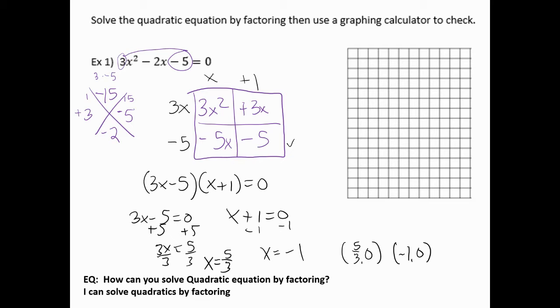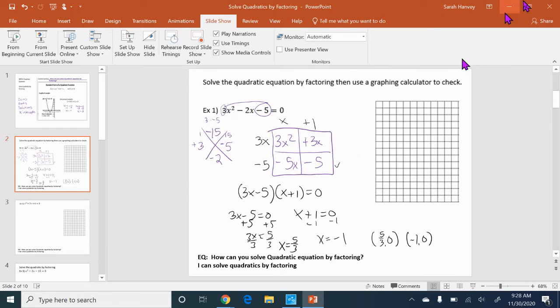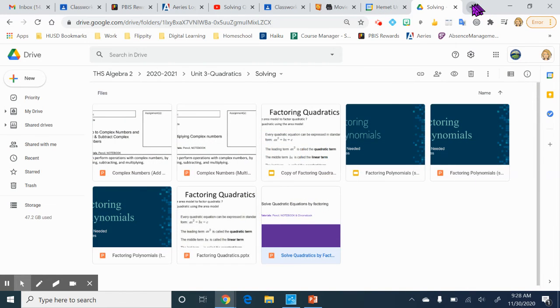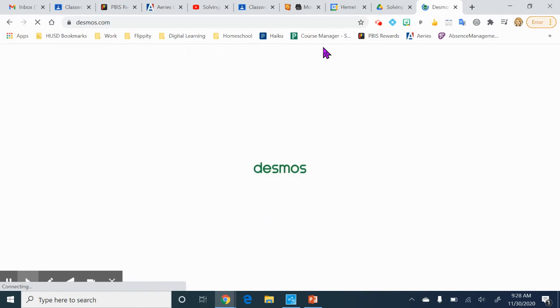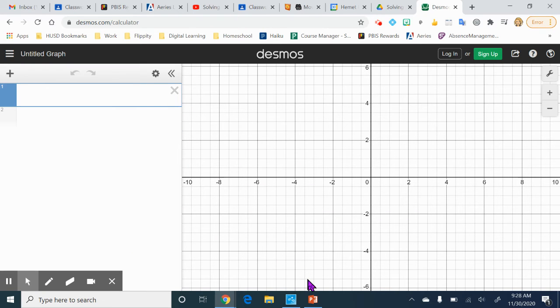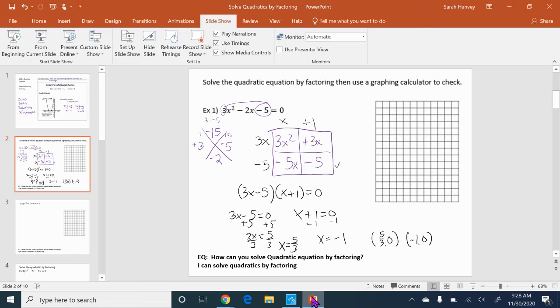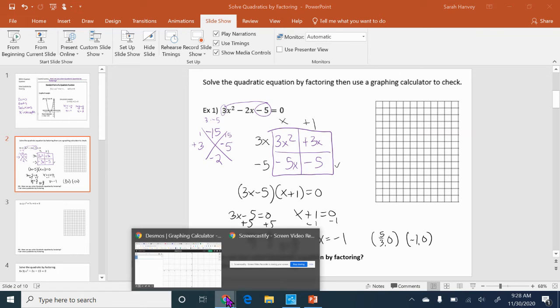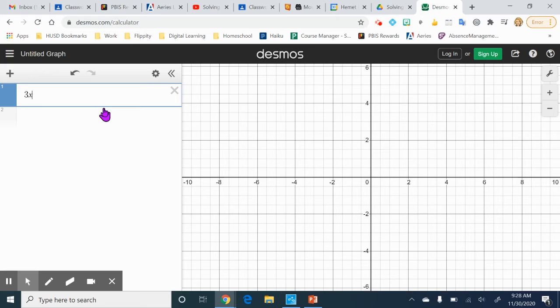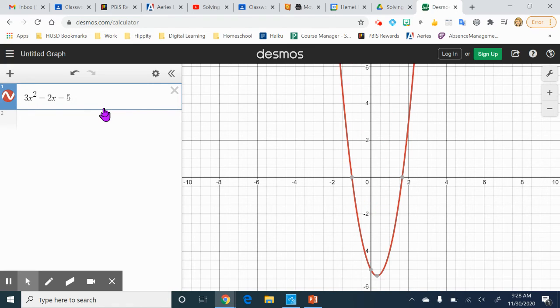All right, so I'm going to go ahead and go to Desmos and type this in to make sure we did it right. And you can just go right here, graphing calculator. I forgot what the equation was already. 3x squared minus 2x minus 5. And then it automatically graphs it for us.